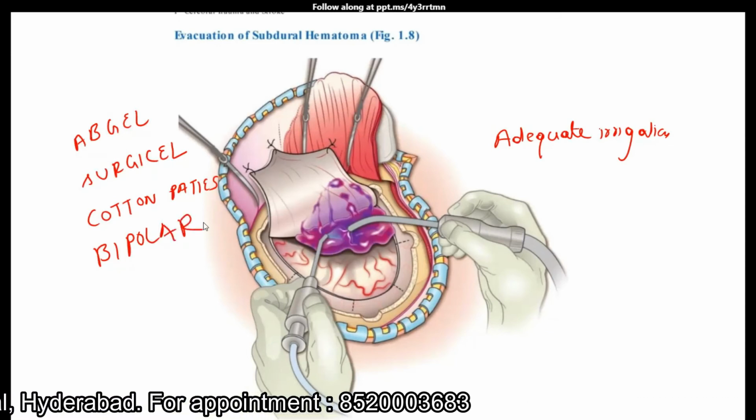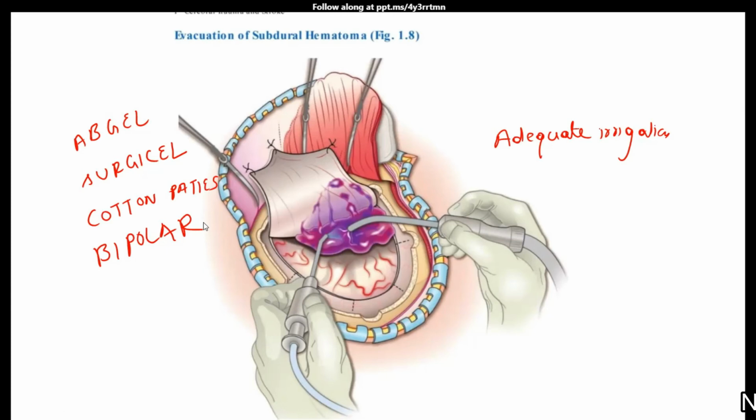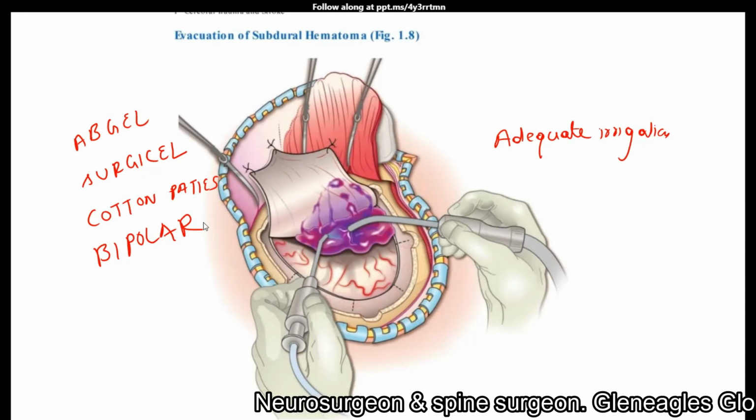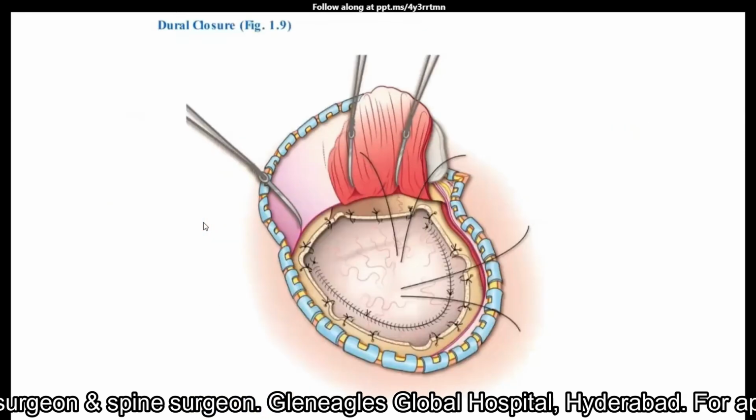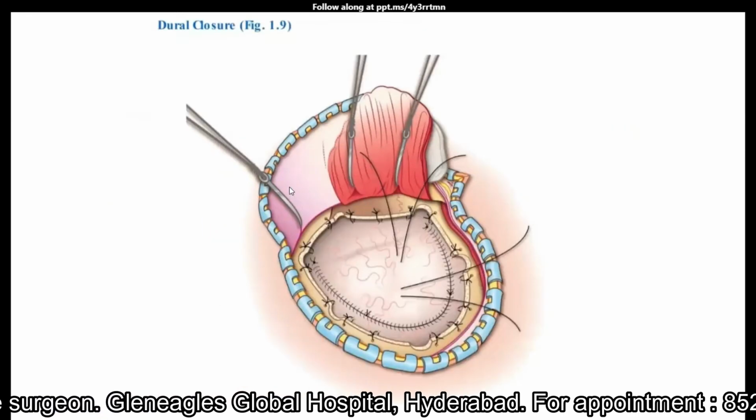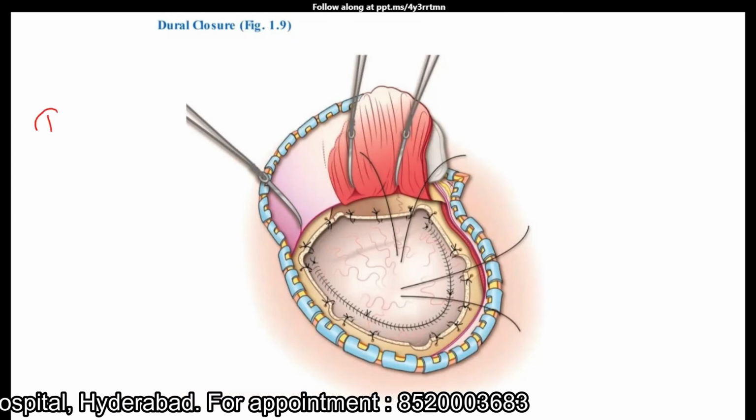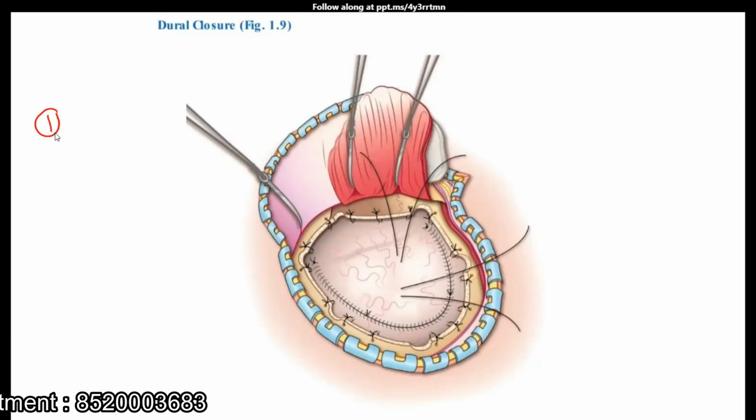But achieving hemostasis is of utmost importance. At the same time, while achieving hemostasis and while evacuating the clot, be gentle enough so that you are not injuring the underlying brain. So once I have done it, this is the time when I take a decision: whether I'm going to close the dura primarily or close the dura with an expansile duroplasty.